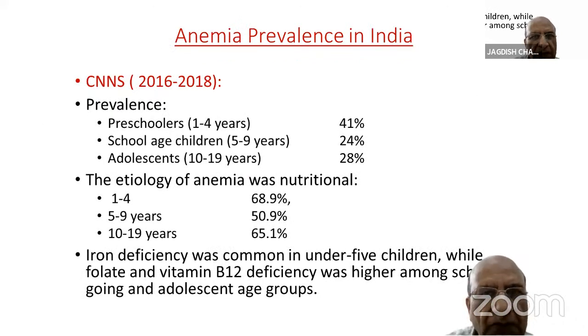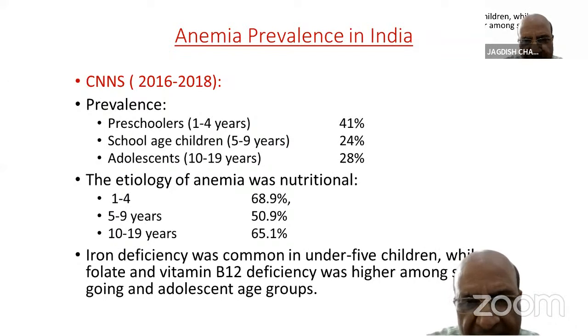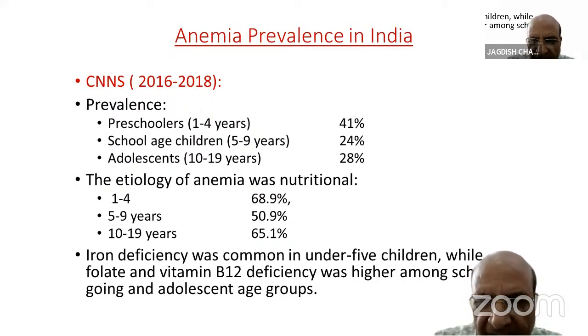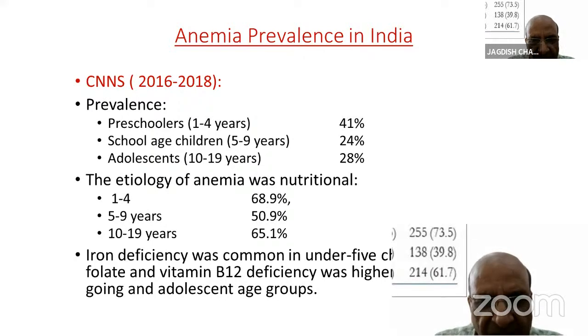So anemia continues to be a problem, though the Comprehensive National Nutrition Survey showed a slightly lower prevalence at 41% in under 4 years. But important to note that the etiology of anemia is nutritional in a large number of patients. That is, under 4 years, 69% anemia is nutritional, 50% in 5 to 9 years, and again in the adolescent years, 65% is on account of nutritional causes. And iron deficiency is the commonest in under 5 years, while folate deficiency and B12 deficiency become higher in school going children, as well as the adolescent age group.